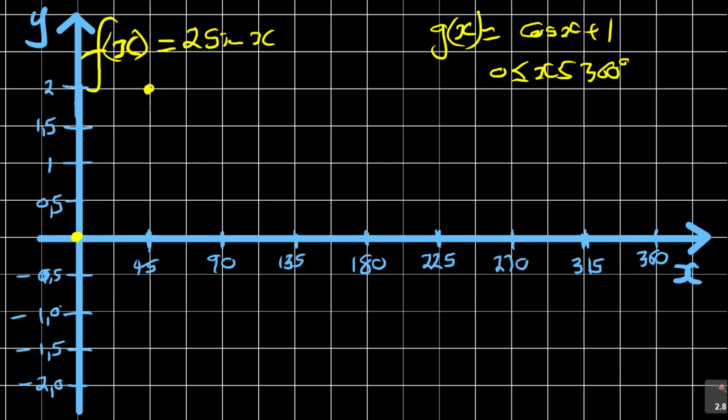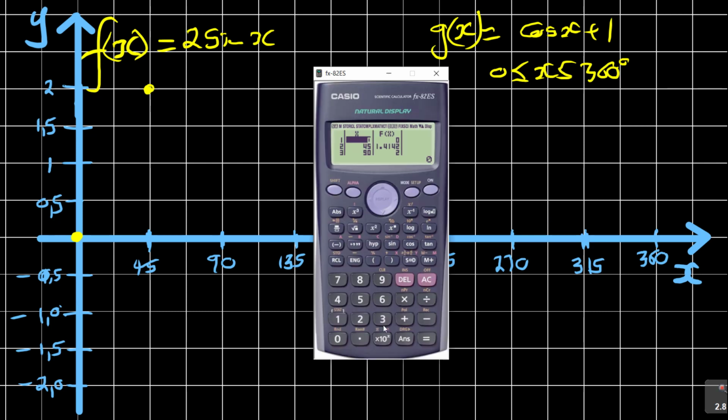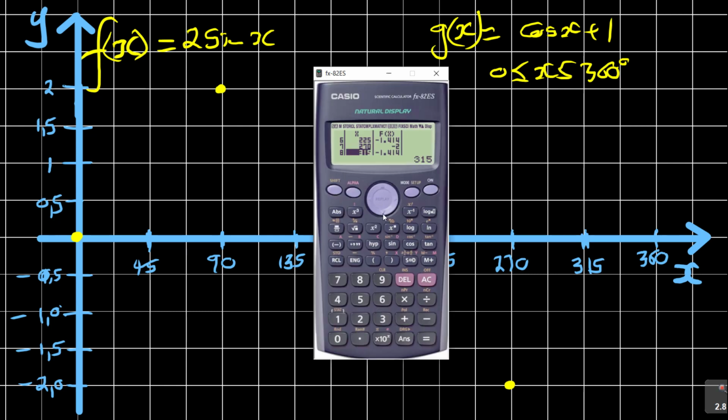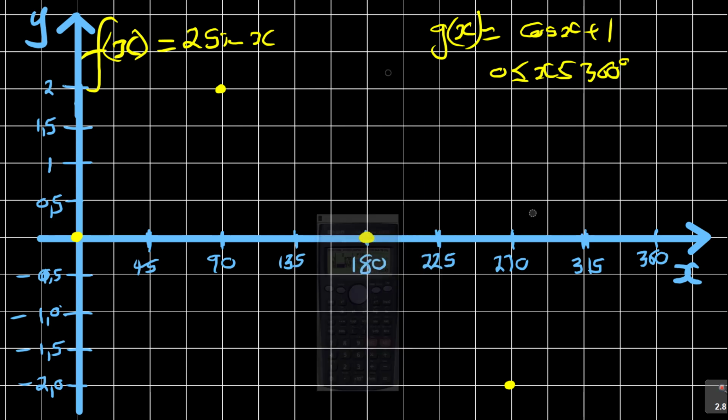Now let me check it. So actually it was 90 was 2. I must correct that. 90 is 2, 180 is 0, and 270 is minus 2. So 90 was 2, 180 was 0, 270 was negative 2. And I think here 360 is 0.